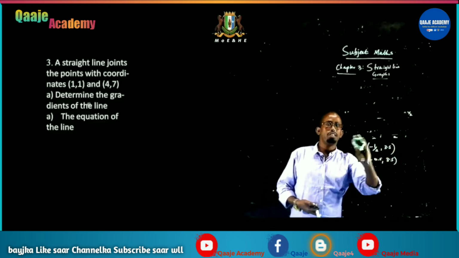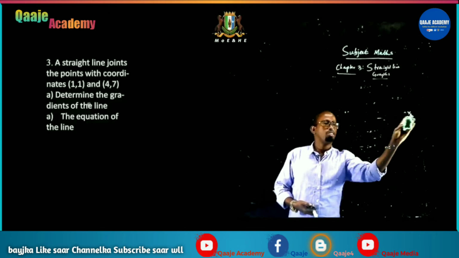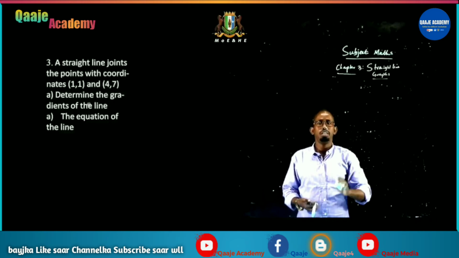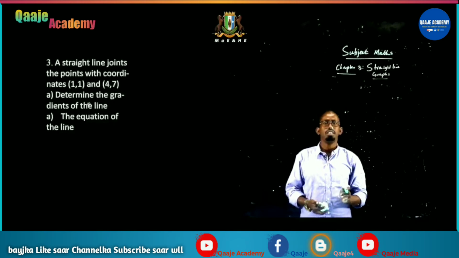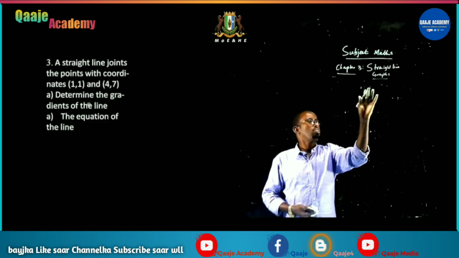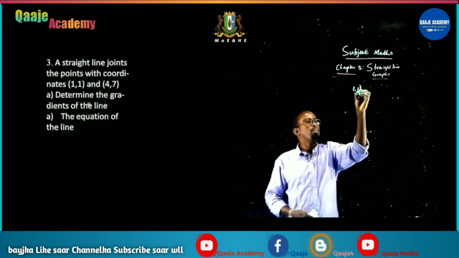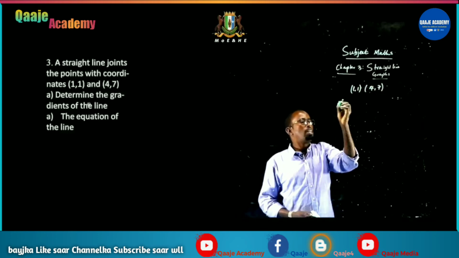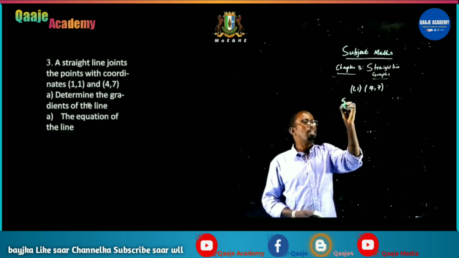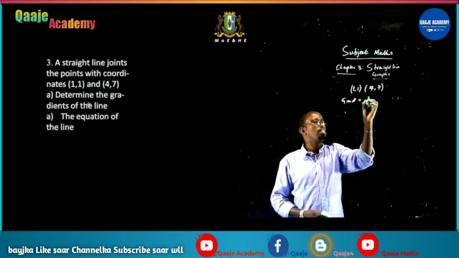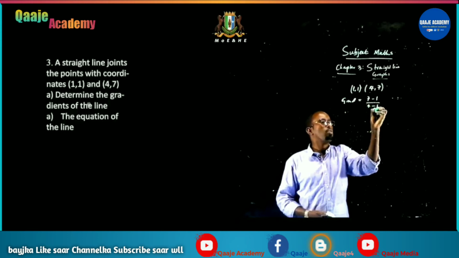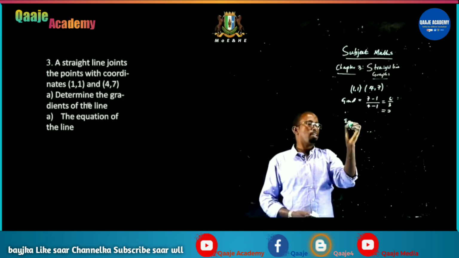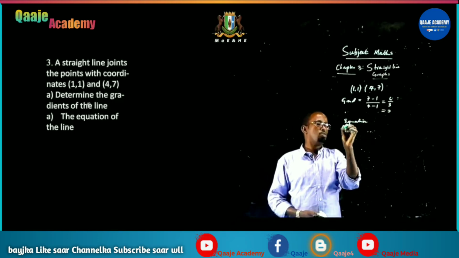Next question, the straight line joins the coordinates (1, 1) and (4, 7). Determine the gradient and the equation of the line. First of all, let's start by finding the gradient. We said gradient is equal to change in y, that is 7 minus 1, over 4 minus 1. You get 6 over 3, and then you get 2. Then the next question reads, equation of the line.